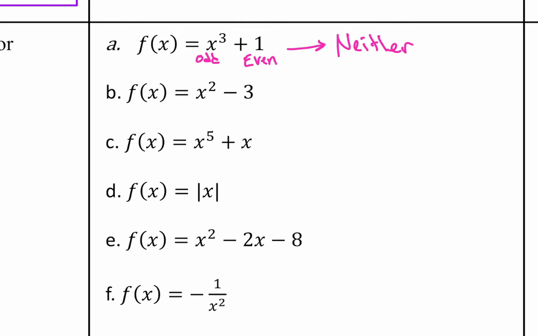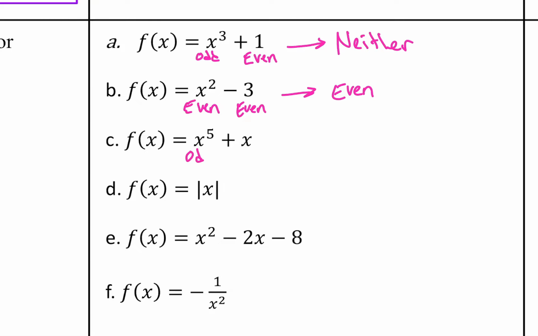In B, I've got an even because it's a power of 2. And then that -3 is a power of 0, so even as well. So since they're both even, it is even. Here I've got x to the 5th, which is odd. I've got x to the 1st, technically, which is odd. Since they're both odd, it's odd.